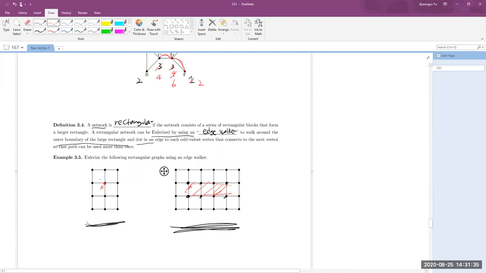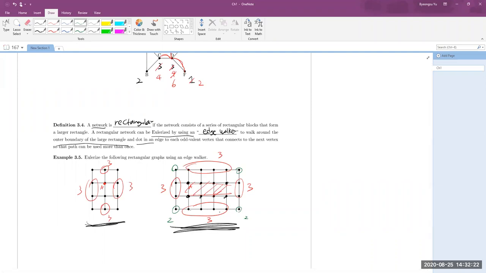But again, you can see that the boundary points on the outer edge have degree 3, right? So the point here has degree 3, the point here has degree 3, and the point here has degree 3. Likewise, the point here has degree 3. But the vertex in the corner has degree 2. So all we need to do is add some edges between those points to delete the odd vertices, right?